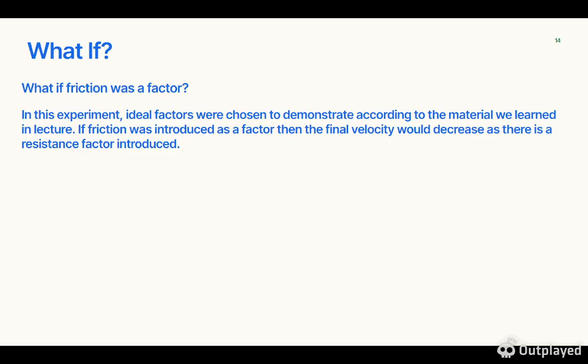What if? What if friction was a factor? As you can see in my code, friction was not a factor at all. I tried to work on it, but I couldn't exactly get it right. In this experiment, ideal factors were chosen to demonstrate according to the material we learned in lecture. If friction was introduced as a factor, then the final velocity would decrease as there is a resistant factor introduced.